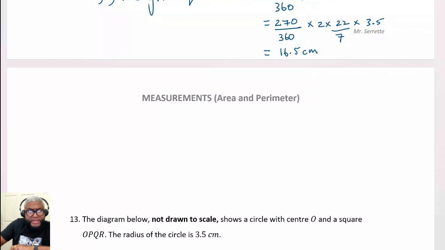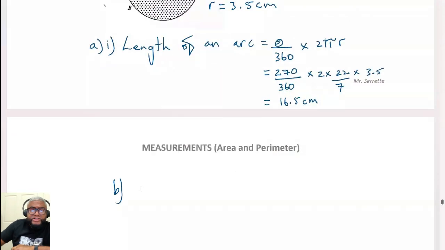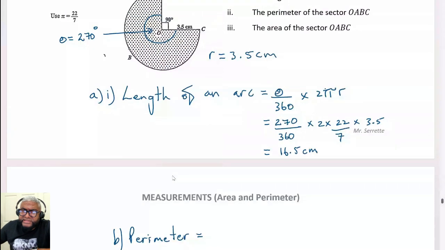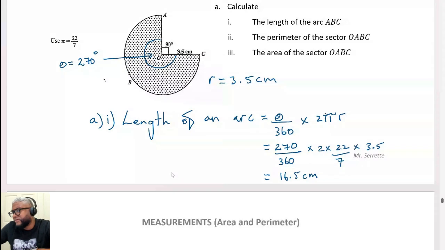Part B is what they're asking us for, the perimeter of the sector. So the perimeter would be equal to what? I'm not hearing Priya. Let me go to Emma. What is the perimeter of the sector here if we found the length of the arc to be 16.5?